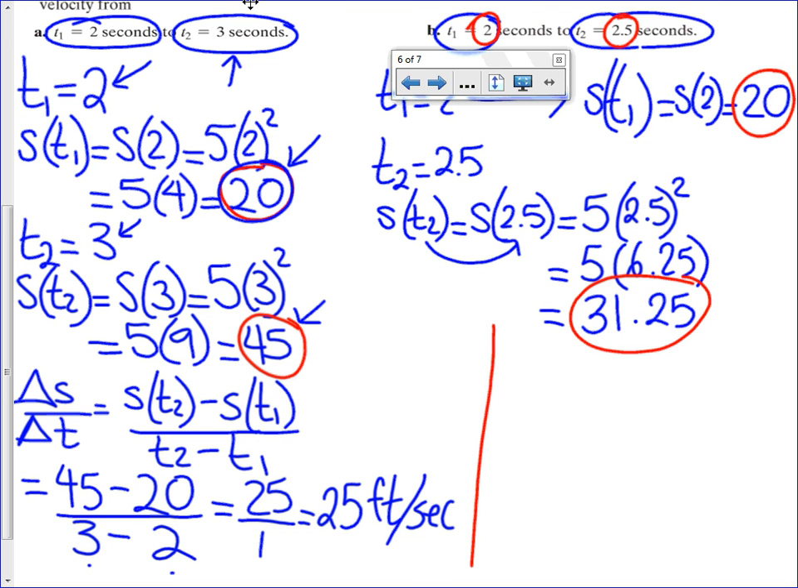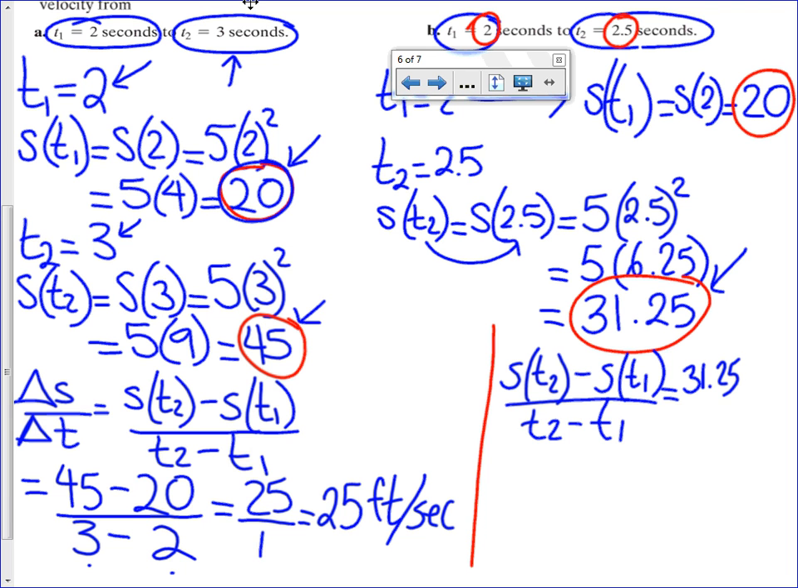And again, we will use the formula s of t sub 2 minus s of t sub 1 divided by t sub 2 minus t sub 1. Okay, and s of t sub 2 is here, 31.25, minus s of t sub 1, which we know is here, 20, divided by t sub 2, that was 2.5, minus t sub 1, which is 2.